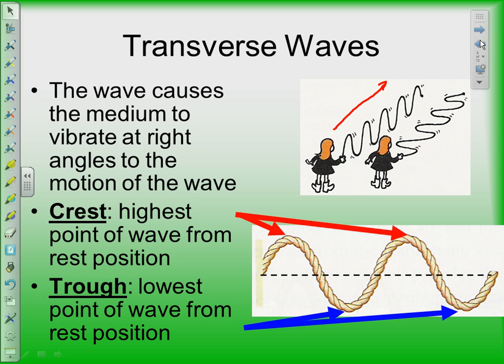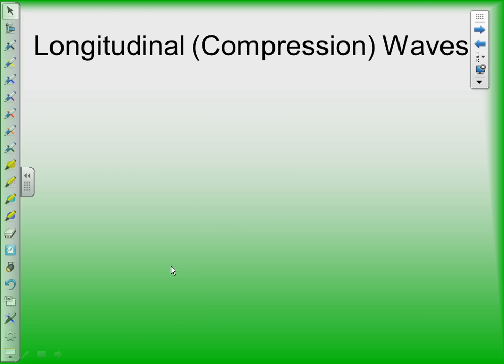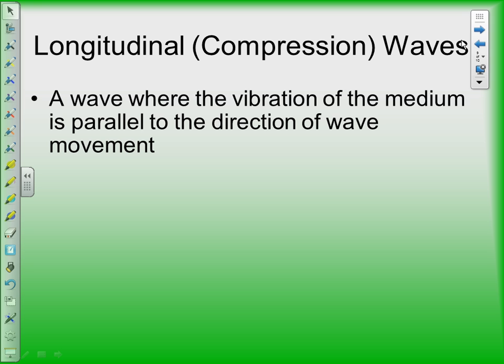The other type of wave that we introduced in the flow chart yesterday is called a longitudinal or a compression wave. And like its definition says, it's a wave where the vibration of the medium is parallel to the direction of wave movement. Longitudinal wave or compression wave, those terms are interchangeable. They mean the same thing.